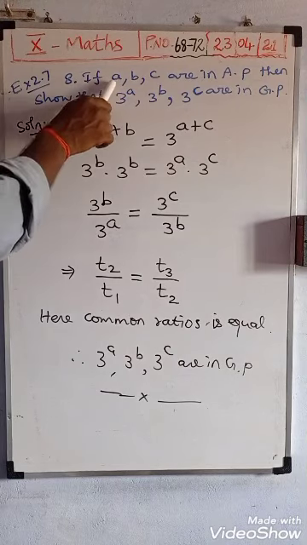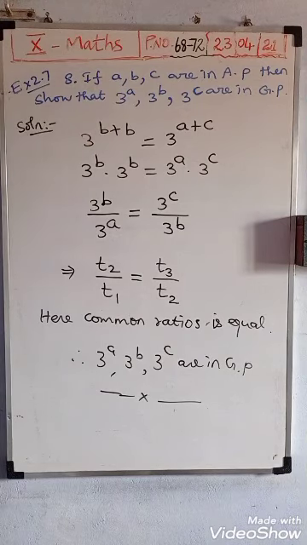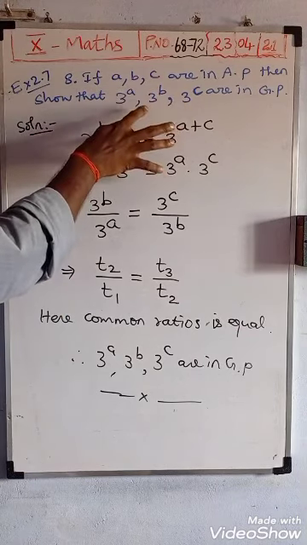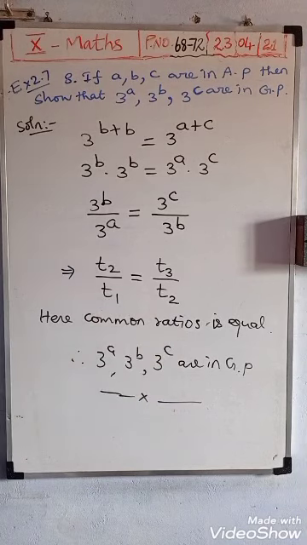So I used that a, b, c are in AP. Then I brought the result 2b is equal to a plus c. After that, on both sides I multiplied by 3. That means I took the base as 3. So I brought this result. The ratios came equal. Therefore, these are in GP. Okay, that's all. This one is important.